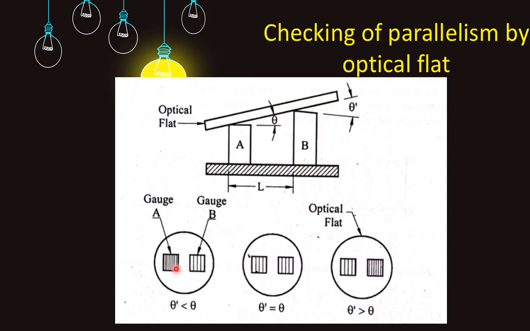Here, if theta dash is less than theta, then the number of fringes at A will be greater than the number of fringes at B. If theta dash is equal to theta, then both numbers of fringes will be equal. And if theta dash is greater than theta, then the number of fringes at A will be less than the number of fringes at B.